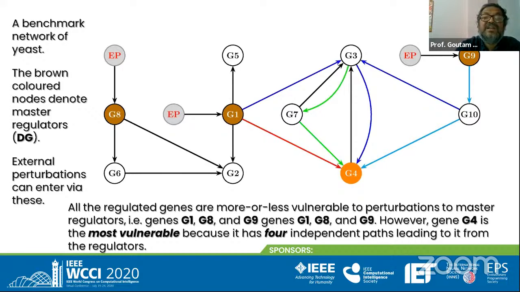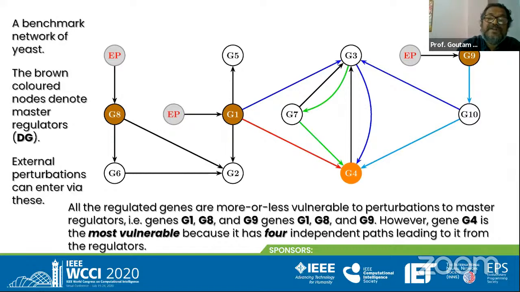Have you seen these colored lines? G1 will disturb G3. G3, when it is disturbed, will disturb G4. G1 will also directly disturb G4. If G9 is disturbed, it will disturb G10. G10 will directly disturb G4. G10 will also disturb G3, and G3 will again disturb G4. G3, in turn, can disturb G7, and G7 may disturb G4.